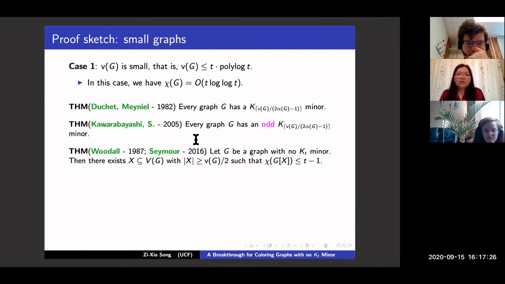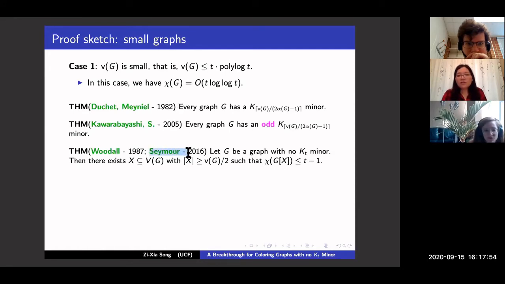So we need to, for the graphs with independence number 2, I forgot to mention Duchet and Meyniel's result, so I'm going to mention it here. When alpha equals 2, if my graph has n vertices, this gives you n over 3. So currently n over 3 is the best result. No one can improve this bound for alpha equals 2.